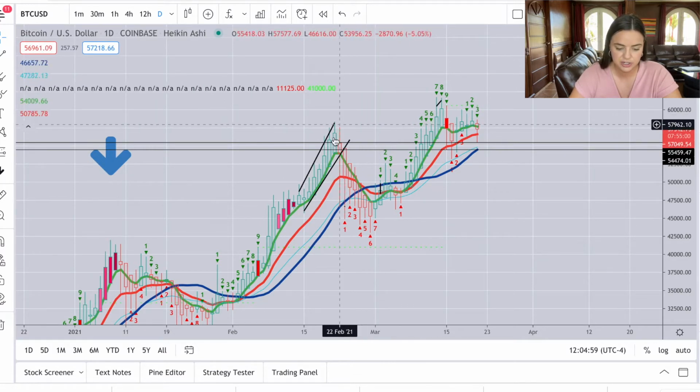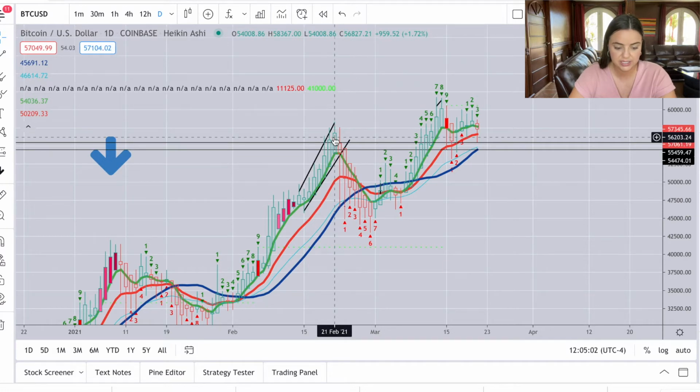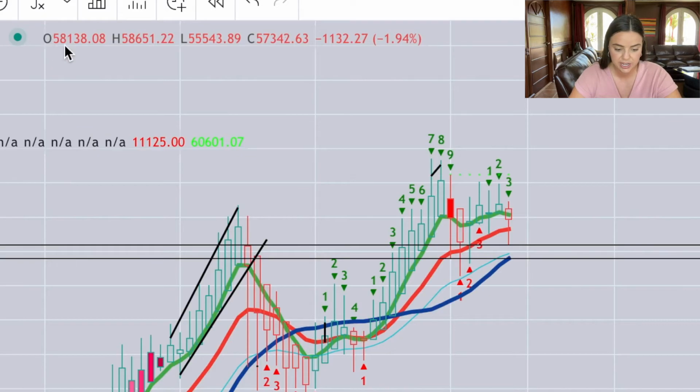And when you put your cursor over the candles, you can see at the top of the screen, it basically shows the open, the high of that candle, the low, and the close.